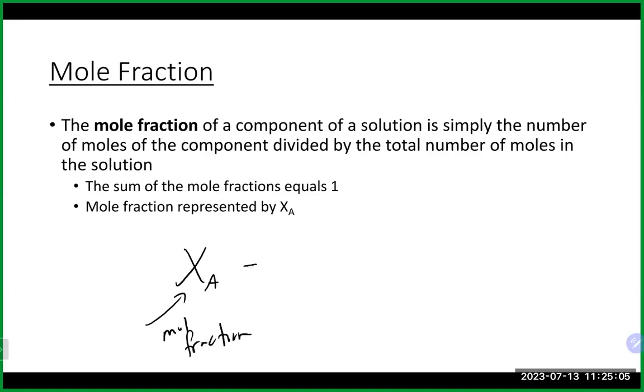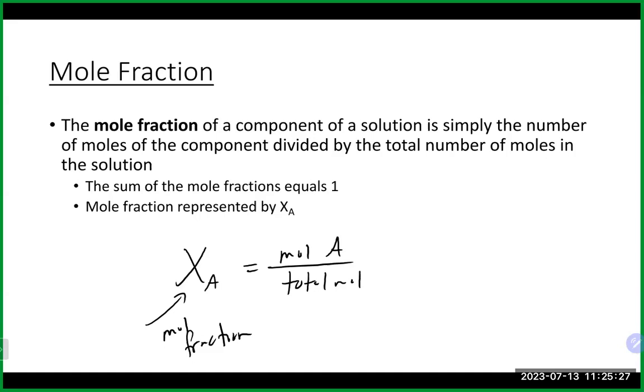The mole fraction, which is abbreviated with an X, is the moles of A divided by the total moles that are present. So if you had a mixture of A and B together, you would find the total moles, and take the moles of A divided by the total moles. Again, it's not times 100 here, so it's not a percentage, but it's very similar to a percentage.